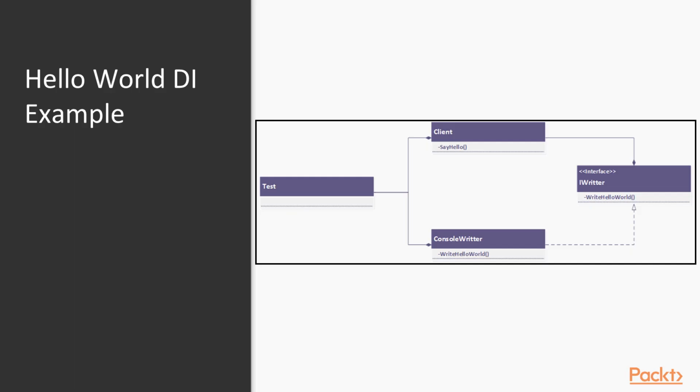Here is the UML diagram of this solution. We have an interface which is implemented by ConsoleWriter, and then we have a client which is using that interface. The test, or any other class that will actually call this client method, will instantiate both of these and pass ConsoleWriter into the client.